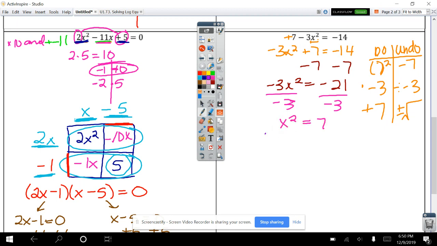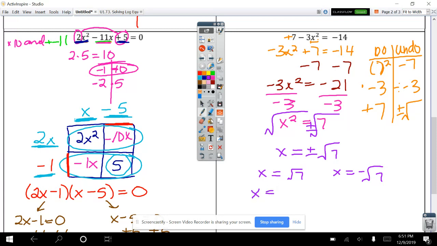Now, finally, I get to take the square root. Don't forget the plus or minus with the 7. On the left side, you don't need a plus or minus because the square root just gets rid of the squared, leaving us with x equals plus or minus square root of 7. You could leave your answer like this, but I'm just going to write it out as x equals square root of 7 and x equals negative square root of 7. And then from there, you can put it in your calculator to get a decimal. If you put square root of 7 in the calculator, you get 2.646, and then that would be negative 2.646. So those are your 2 solutions.